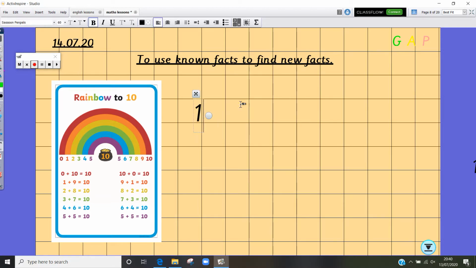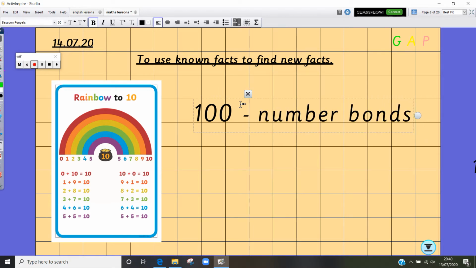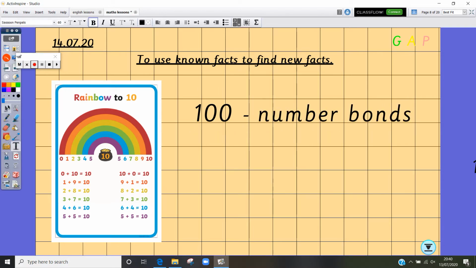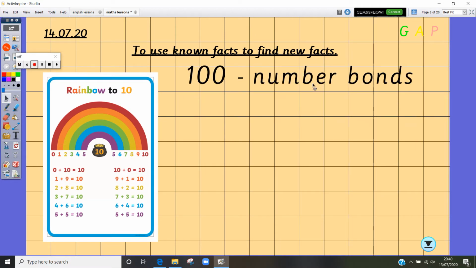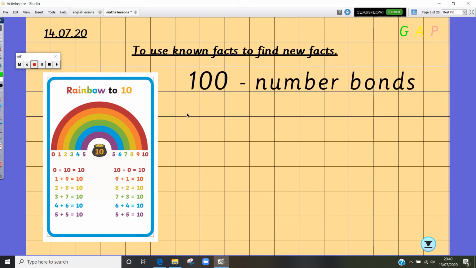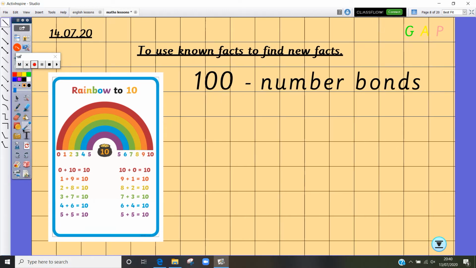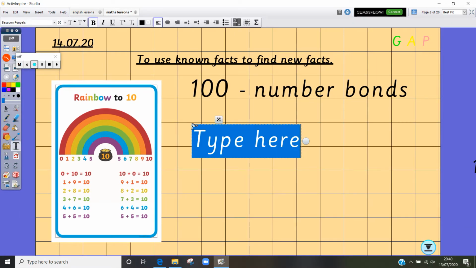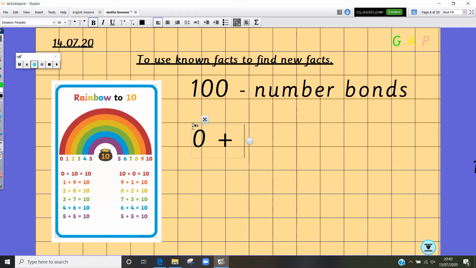Now, we're going to look over here at number bonds to 100. Okay, so we're going to see if we can use the number bonds to 10 to find our number bonds to 100. So first of all, we need to look at what we would add to 0 to make 100. So if 0 add 10 is 10, 0 add 100 is 100. So that's the first place where we are starting.